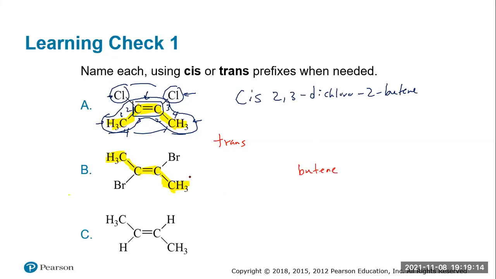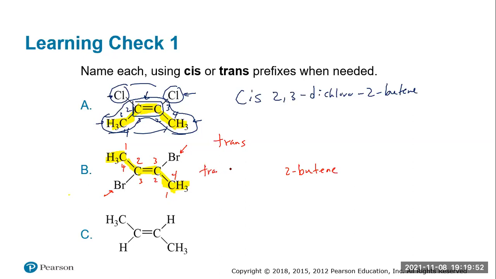Now, we want to number the double bond. In this case, we could go 1, 2, 3, 4, or 1, 2, 3, 4. In either case, our double bond ends up at carbon number 2, so there's no difference no matter which way you go. Also, in either case, our groups here end up at 2 and 3. Our 2 and 3 also does not make a difference.